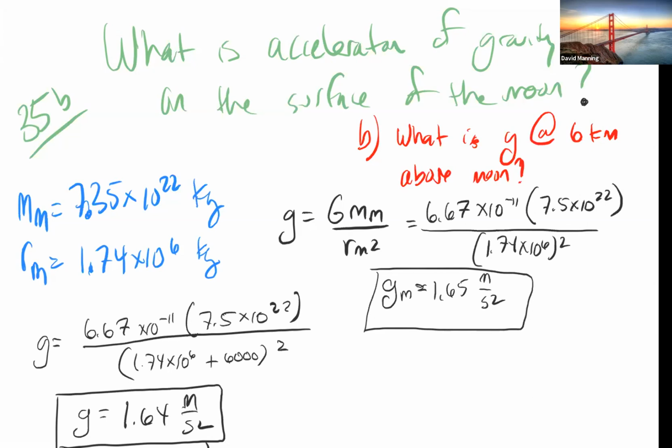I got 1.64 again. 6.67, 7. Oh, I used 7.5. You see that? I screwed up. It's 7.35. That's where my error was. So this comes out, would you say 1.69, and this one comes out to be 1.61? Sorry about that. I was doing it right. I just put the wrong value in.